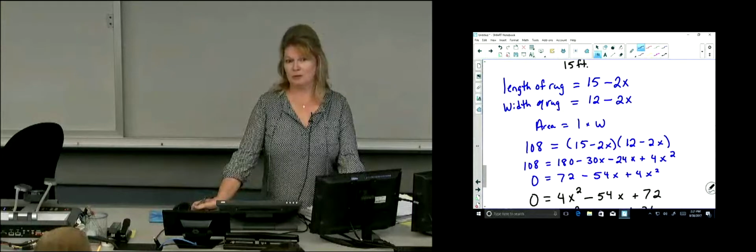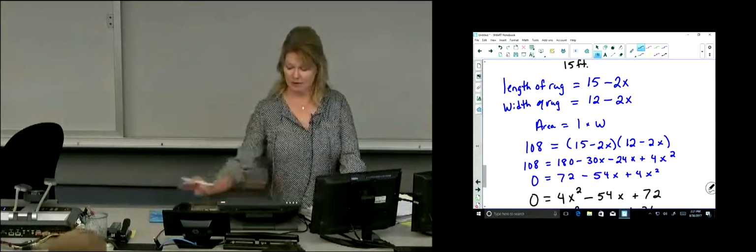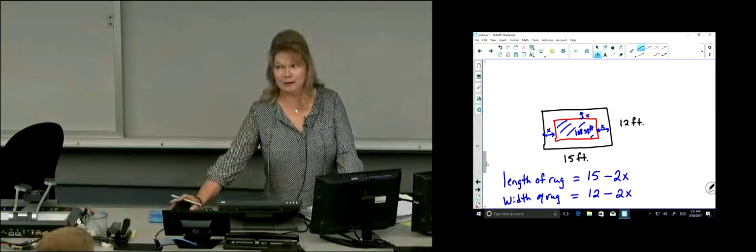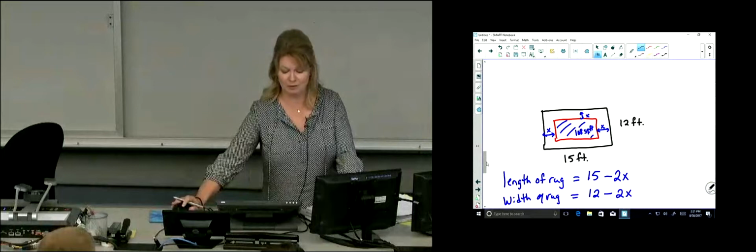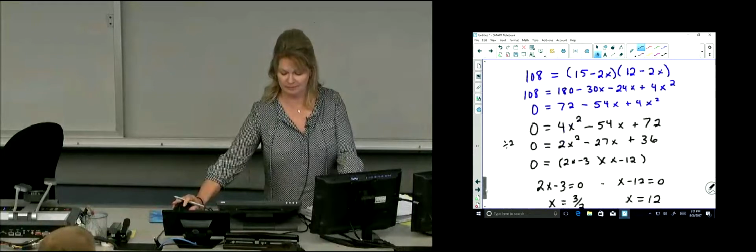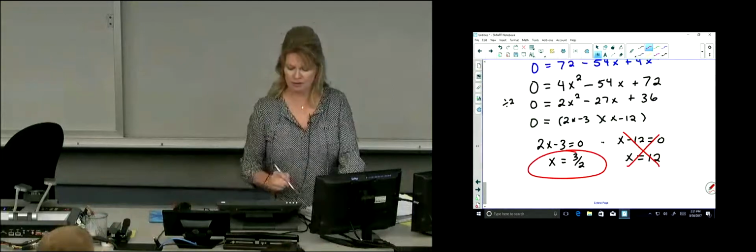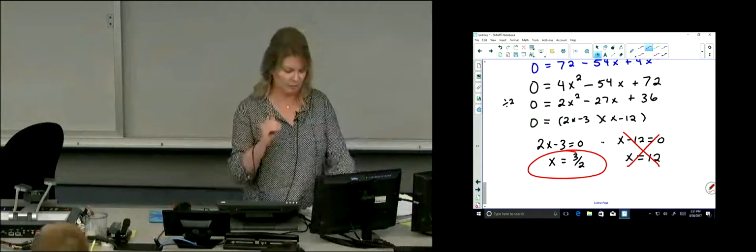The 12 won't work. It's too big, right? Think about the sides of your room. The width of your room is 12. You can't subtract 12 from it because you're going to not have any room left, right? So 12 is just too big. So our only choice is 3/2 for the width around the rug.